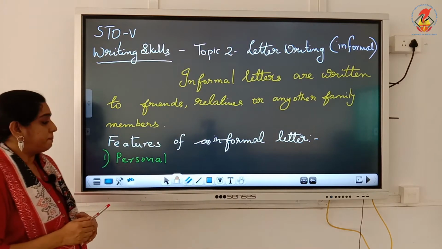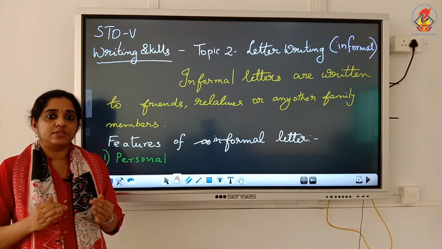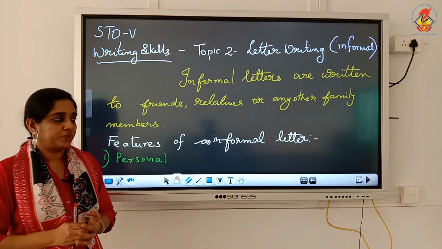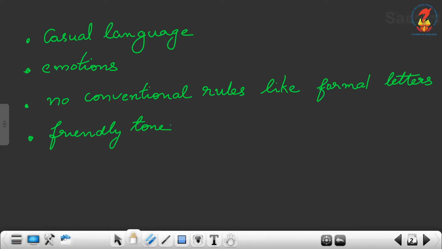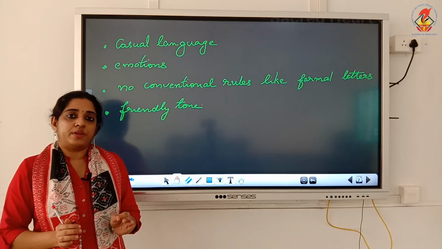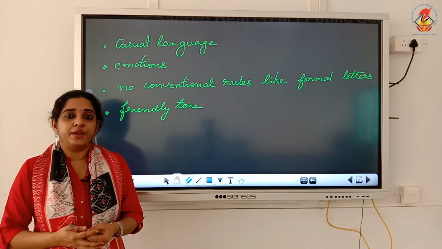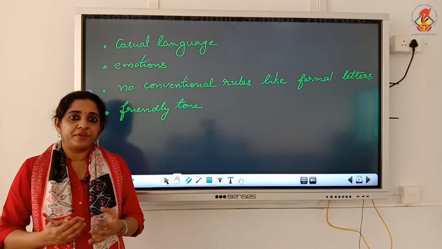First one, personal. That means you are writing this letter to somebody very close, so the letter has a personal touch. Now the next one, casual language. Casual language means you don't have to worry about any idioms or phrases or any style of writing. Here the language is very casual, which means very friendly language.